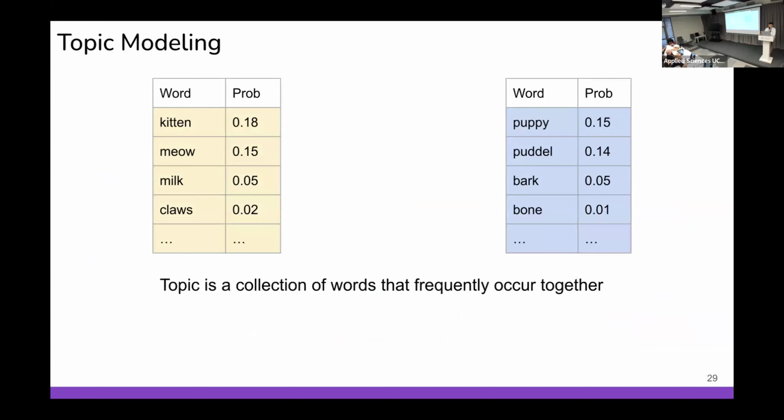So what is a topic? A topic is a collection of words that frequently occur together. For example, we had 2 categories. One is cat related, another is dog related. So there will be a high probability, if we see words like kitten, meow, milk, claws, that we can classify it into the cat-related group. And if we see dog-related words like puppy, puddle, bark, bone, then we can classify this into the dog-related group.